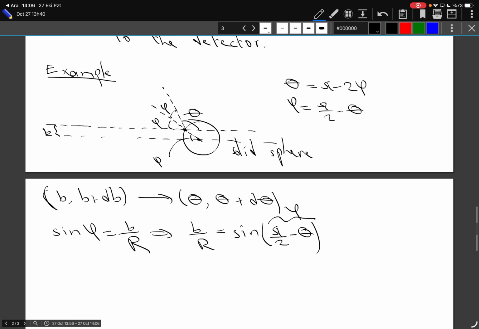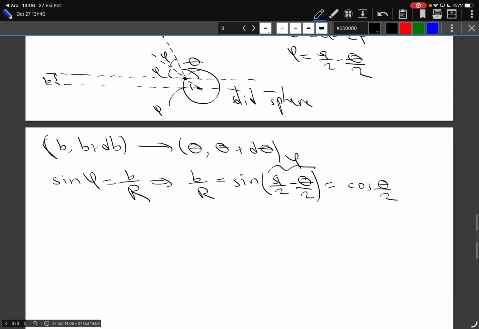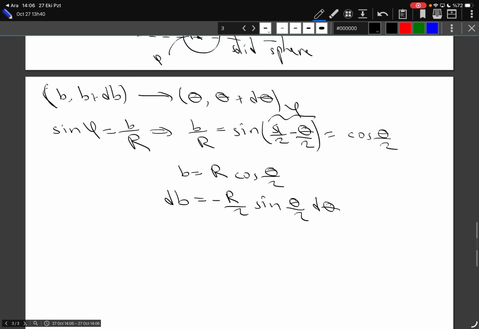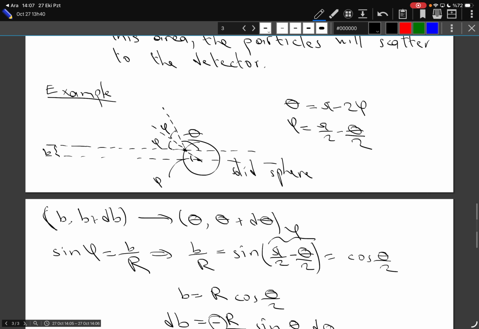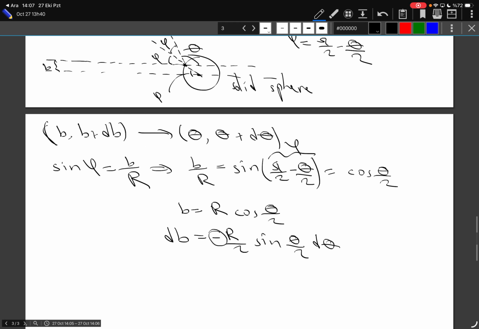B over R is equal to sine of pi over 2 minus theta... no, sorry, pi minus theta over 2, or cosine of theta over 2. Or B is equal to R times cosine theta over 2. dB is minus R over 2 sine of theta over 2 d theta. This minus sign basically tells me that if I increase B, the scattering angle decreases. That is what we expect. If you increase B, theta will decrease. That is the meaning of that minus sign.